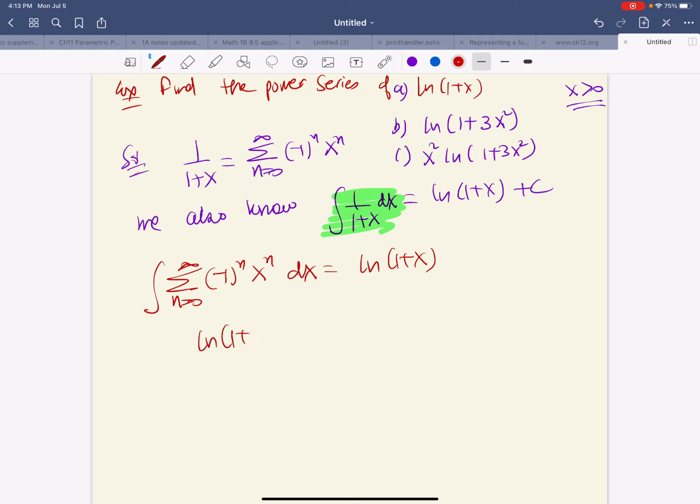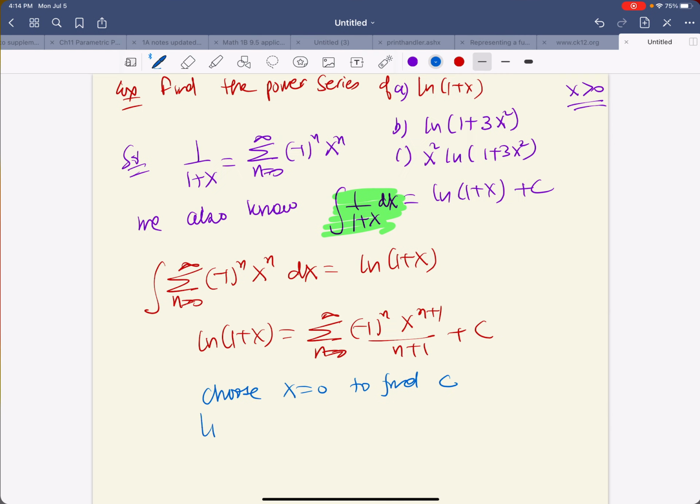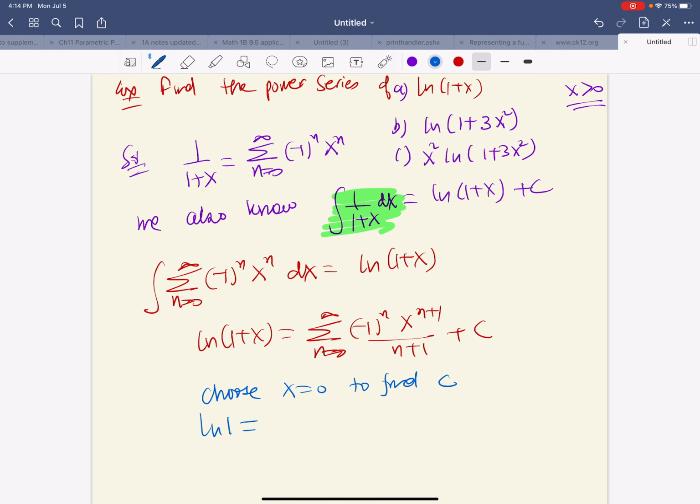So we can say natural log of 1 plus x is equal to, when we do the integration here, n equals 0 to infinity, negative 1 to the power n, x to the power n plus 1 over n plus 1, plus a c. Now to find the value of c, we can choose any value of x, pick something nice. So I'm going to choose x equals 0 to find c. If x is 0, I have natural log of 1 on the left, and everything on the right turns 0 plus a c, which gives me c equals 0. Natural log of 1 is 0.